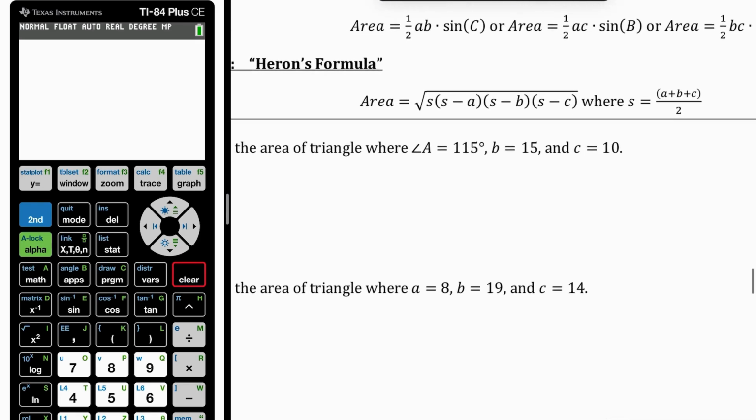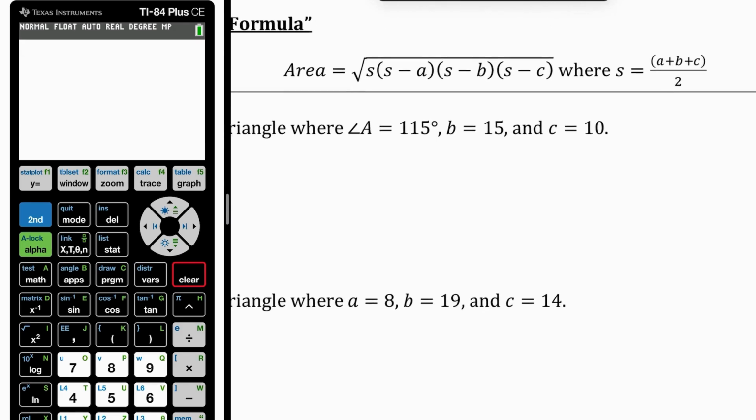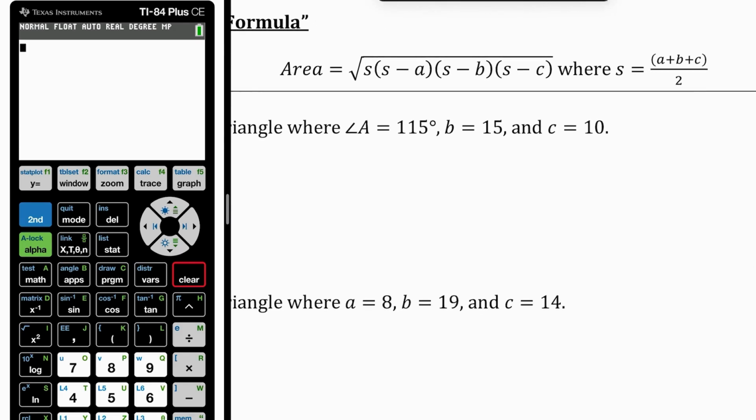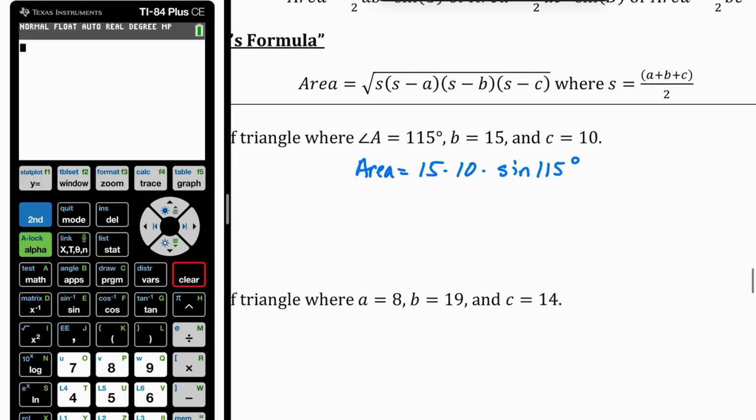So here's a triangle where you have angle A, side length B, and side length C. If you want to, you can draw out the triangle and notice that the angle is between the two side lengths. So the area of this is literally just the side length B times the side length C times sine of the angle A. So notice that they're all different letters. And something that I forgot to write here is that it's 1/2 times all of that.